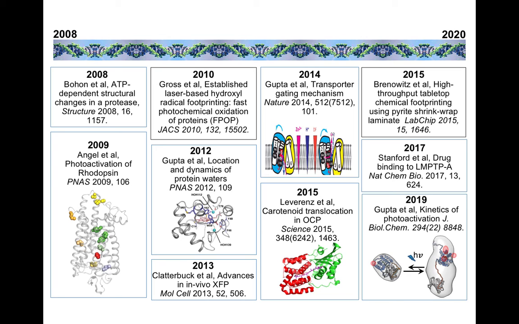And most recently, we've been using it to look at the photoactivation of a particular protein and how a pigment molecule moves within that protein and how the domains associate as a function of photoactivation. I wanted to point out this method called fast photochemical oxidation of proteins, or FPOP. In this method, UV laser is used to generate hydroxyl radicals from hydrogen peroxide, and those radicals go on to modify proteins where they are solvent accessible in the same way that X-ray footprinting does.